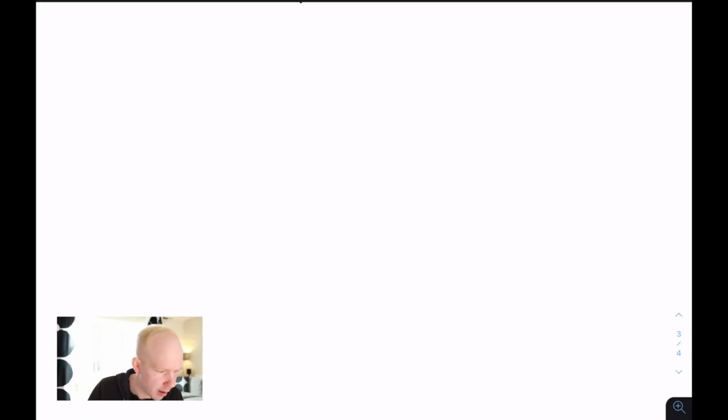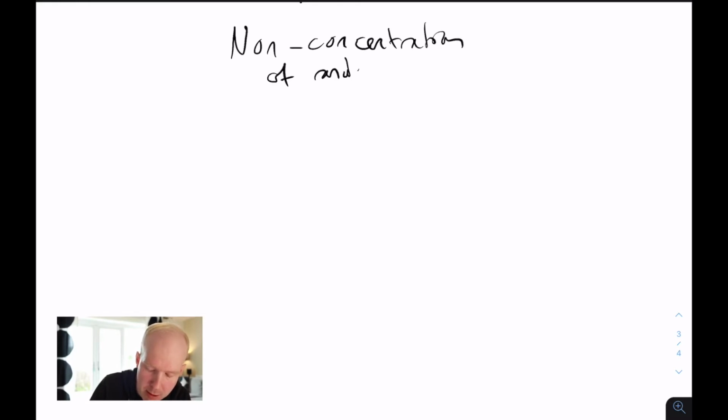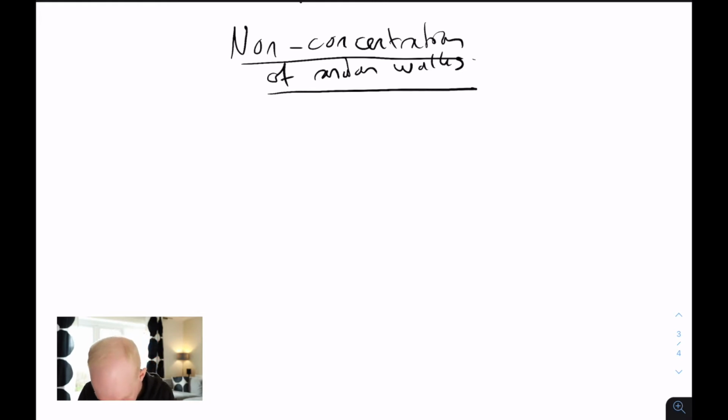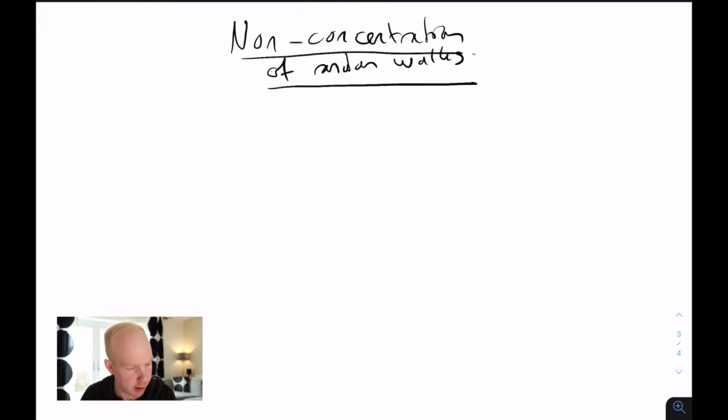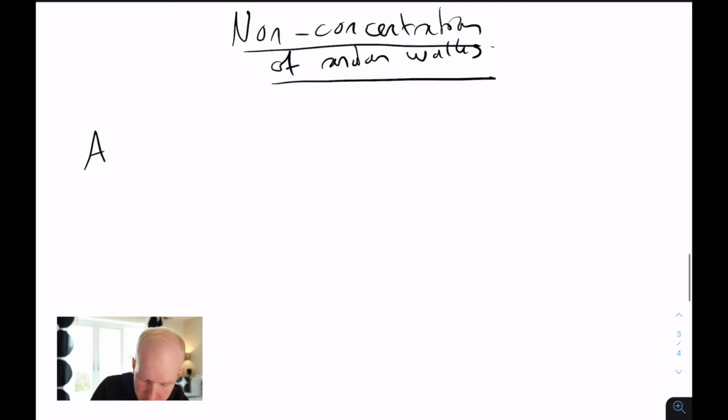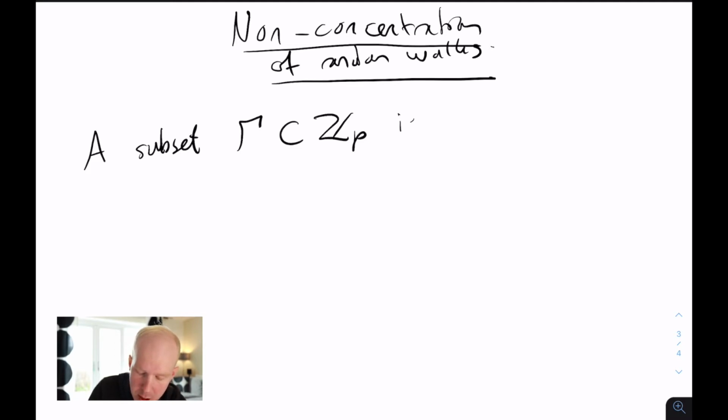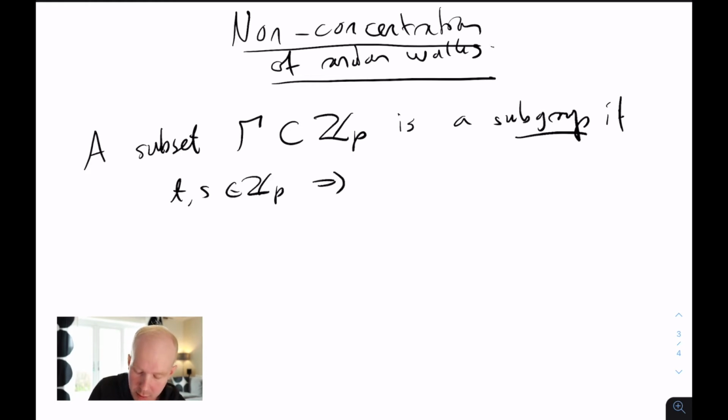So a couple of revisions, if you remember. Let's go to the non-concentration of random walks. Even though it's more about random walks, it will really be more about the subgroups. So if you remember, a subset, let's call it gamma, in Z_B is a subgroup if this kind of condition holds, so T plus S. So it's closed under addition.